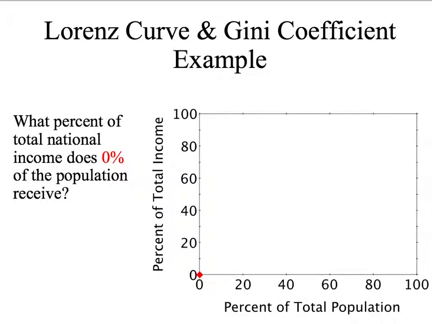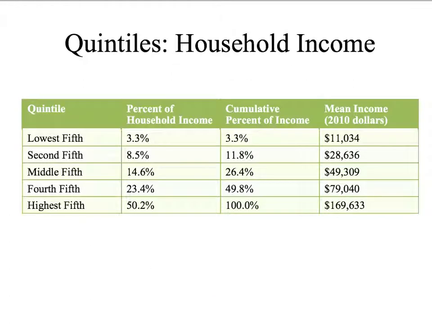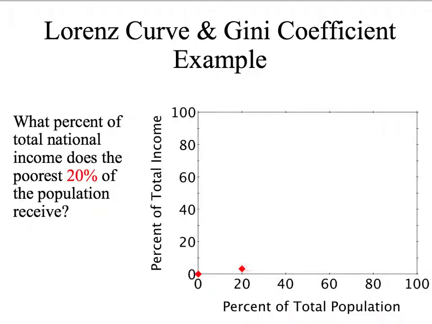Then next we'll just do this in quintiles. What percentage of total income does 20% of the population receive? Well, let's look back to our graph. Okay, so the lowest fifth gets 3.3% of the income. So we'll put our next dot right there at 3.3%.